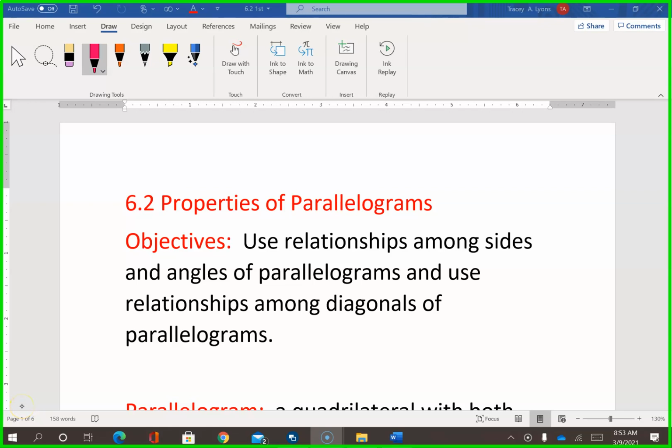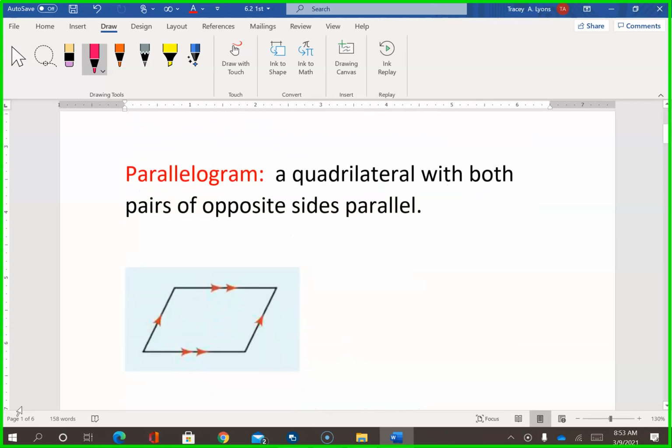Okay, section 6.2, properties of parallelograms. We're going to use relationships among sides and angles of parallelograms and also relationships among diagonals of parallelograms. So we're going to look at all the properties, all the definitions, and see what they have to go with it. So first of all, a parallelogram is a quadrilateral with both pairs of opposite sides parallel.